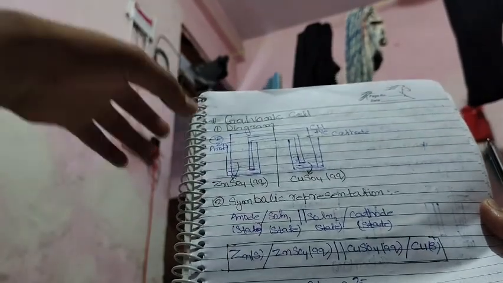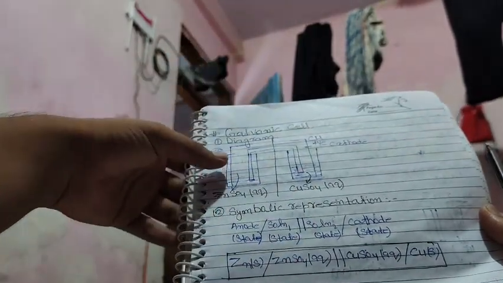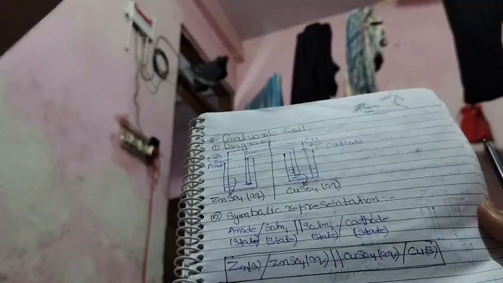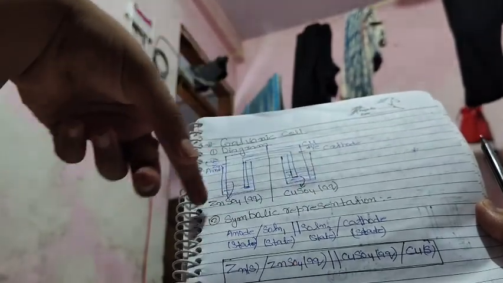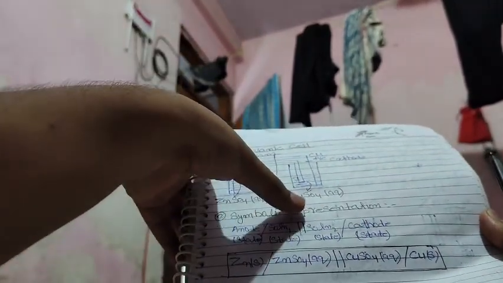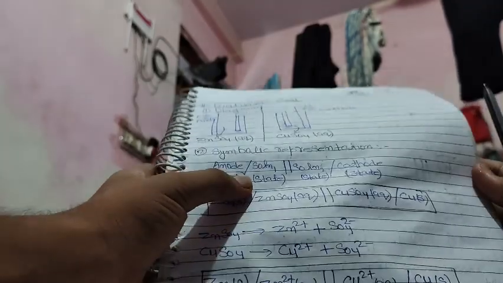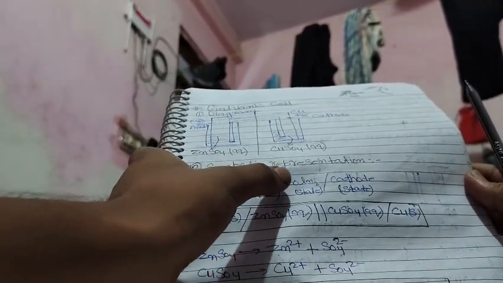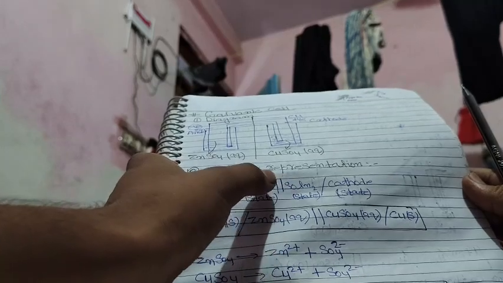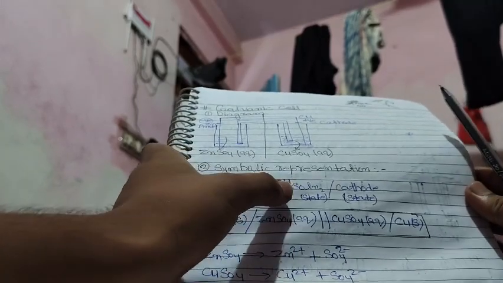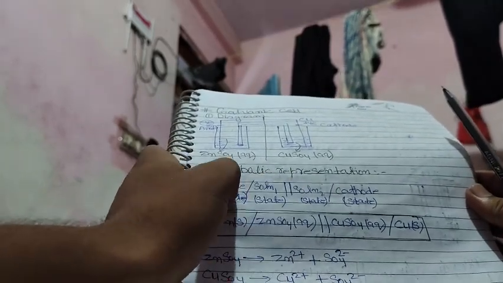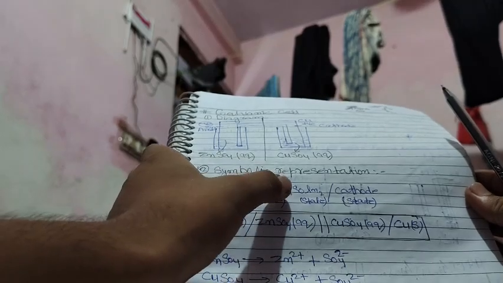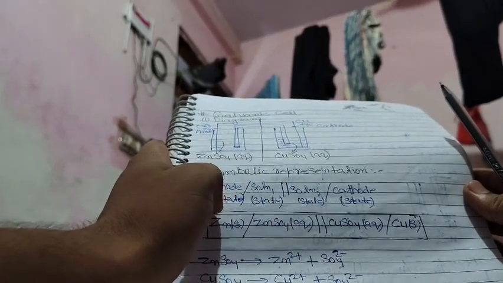Anode is negative and the cathode is positive, and a salt bridge is required. Now, what is the symbolic representation? How to represent it symbolically? First comes the anode, then a solution, then another solution and the cathode, with a salt bridge between them. So: anode, solution, salt bridge, solution, and cathode.